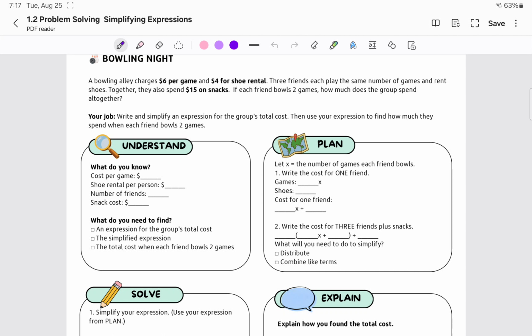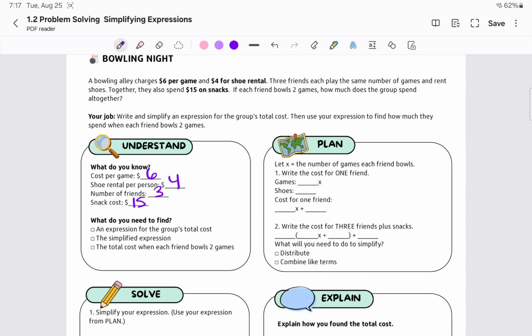It says, what do you know? So let's just fill this in. What's the cost per game? It says $6, so it is $6 per game. What's the shoe rental per person? It says $4, so we can fill in $4. How many friends are going? Oh, there's 3. And what is the snack cost? Well, it says they spend $15 on snacks. So all we have to do for this first part is just understand what information they're giving us, right?